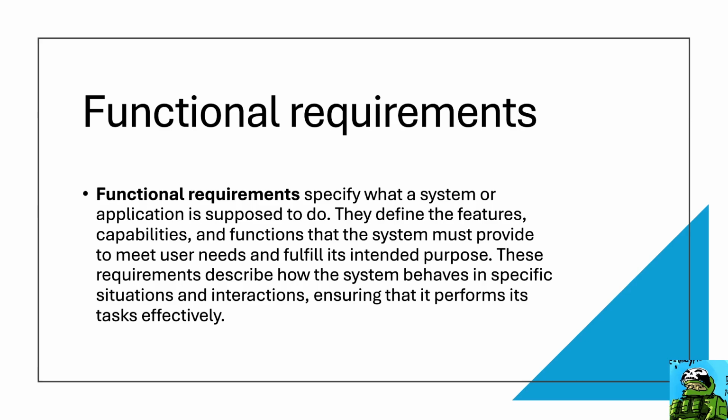Examples of functional requirements are authentication and authorization. Users must log in with a username and password. The system should restrict access to unauthorized users. So that is an example of a functional requirement. Data processing: the system should allow users to input data and generate reports. Uploaded files must be validated before processing. So that is also an example of functional requirements.